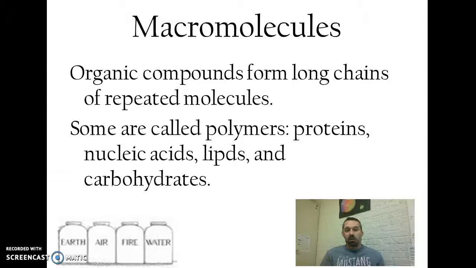We're going to talk about macromolecules. All right? So we've talked about smaller pieces. Now we're going to talk about the bigger pieces. These are organic compounds that form long chains of repeated molecules. Some of these are called polymers, and they're super important to animals, humans, stuff like that. And those are proteins, nucleic acids, lipids, and carbohydrates. All right? So let's talk about each one of those individually.